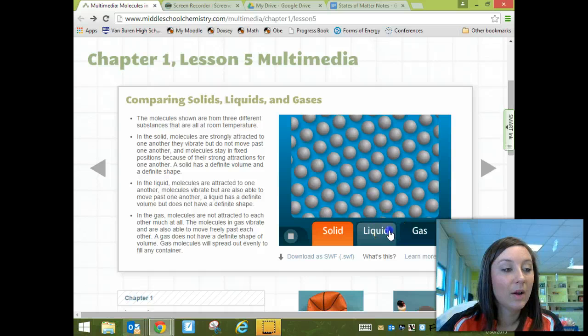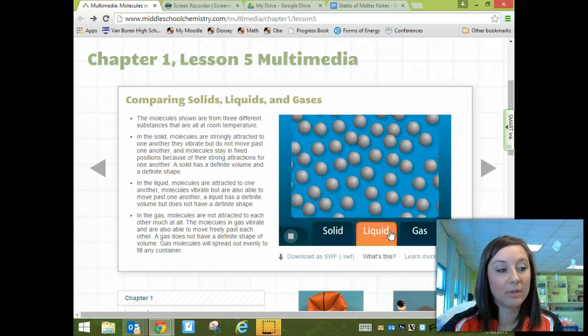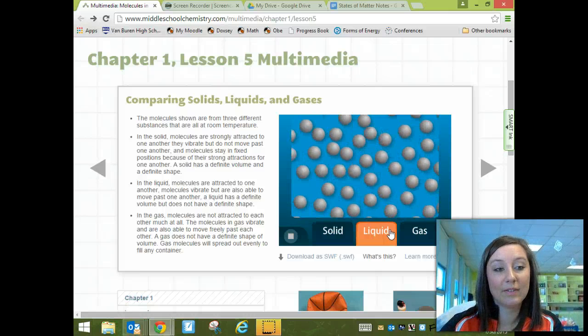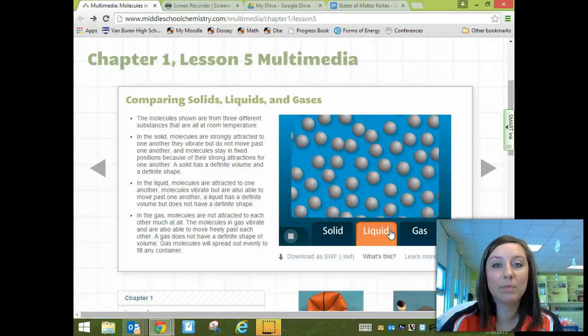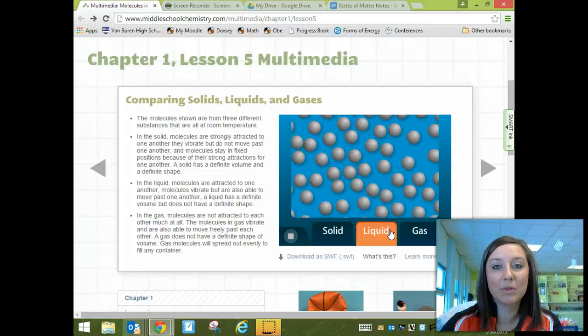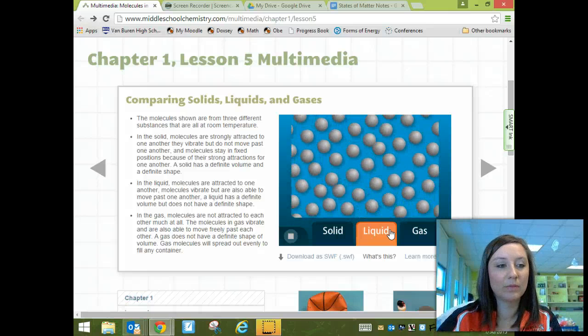In the liquid, molecules are attracted to one another. Molecules vibrate but are also able to move past one another. A liquid has a definite volume but does not have a definite shape. And the liquid doesn't have a definite shape because those particles are able to move out of their fixed positions. So since they can move, when they don't have a container holding them in place, they're going to spread out and move.